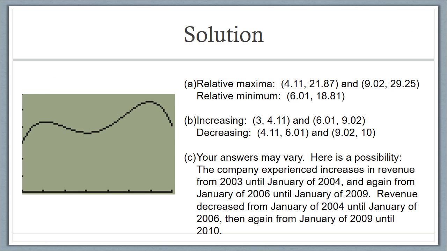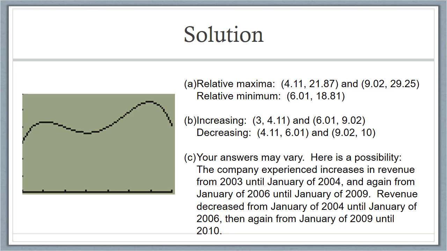So here's our graph. We have the relative maxima at (4.11, 21.87) and at (9.02, 29.25), and then the minimum at (6.01, 18.81). It's increasing from x equals 3 to x equals 4.11, and from x equals 6.01 to x equals 9.02. It's decreasing from 4.11 to 6.01, and from x equals 9.02 to 10.